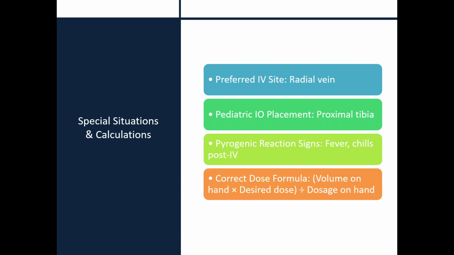The key features of a pyrogenic reaction: the onset usually occurs within the first 30 minutes of starting an IV infusion. Symptoms are usually sudden onset of fever and chills, nausea, vomiting, a backache or headache, or in really severe cases, hypotension.